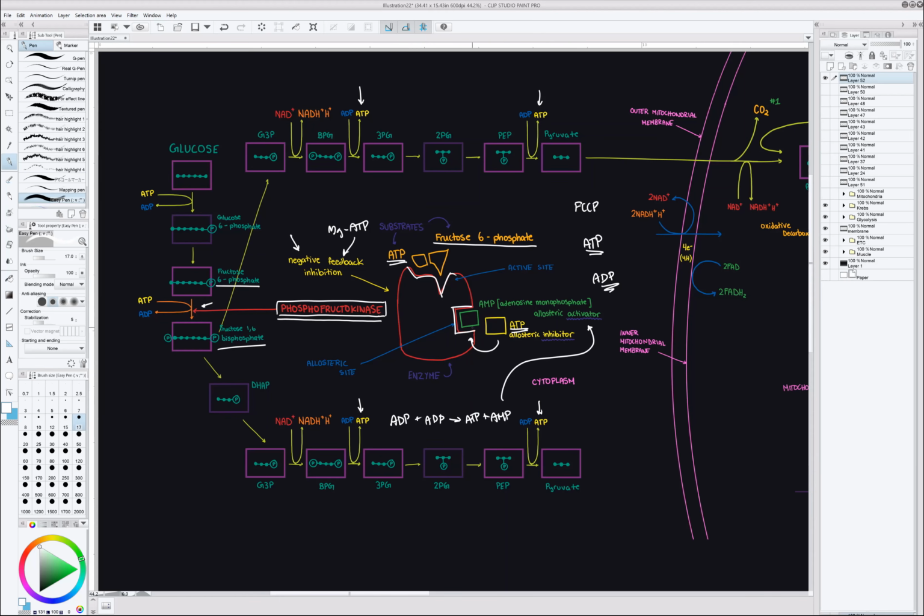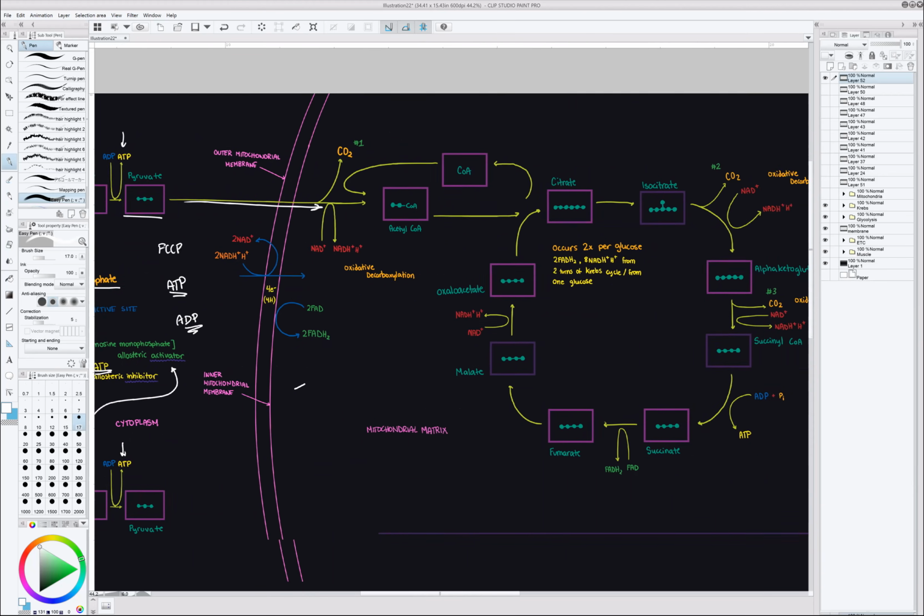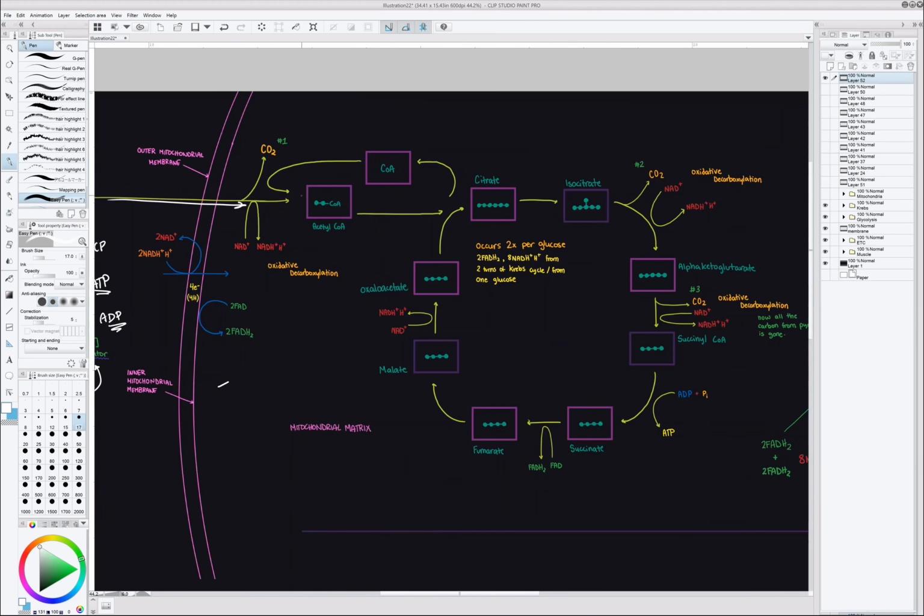So it's going to bind to the allosteric site of the enzyme, and it's going to increase its affinity for its substrates and increase its rate of reaction. You're going to have more fructose 1,6-bisphosphate, and you're going to have more pyruvate ultimately going into the Krebs cycle. The Krebs cycle goes relatively unaffected. It is essentially a process that reduces various electron carriers and also produces energy through the oxidation of this thing right over here known as acetyl-CoA.